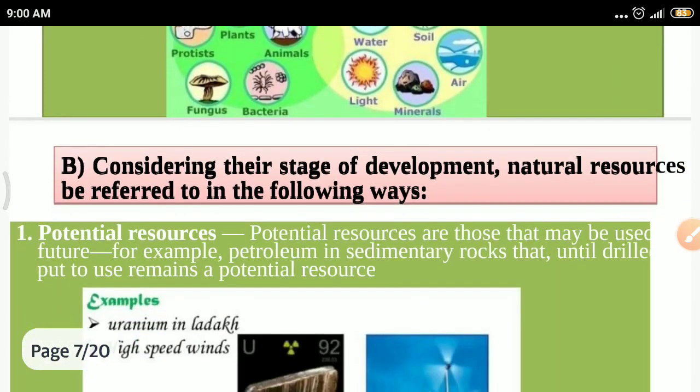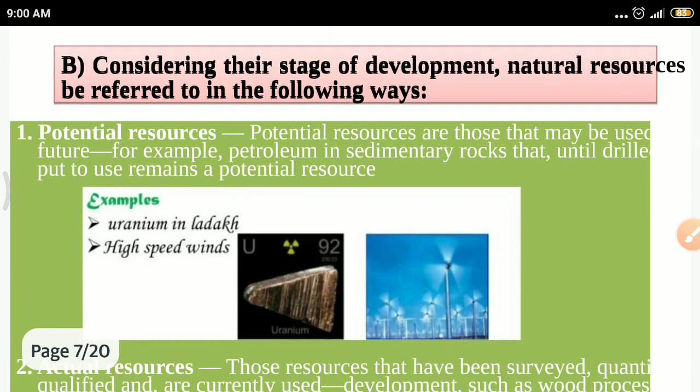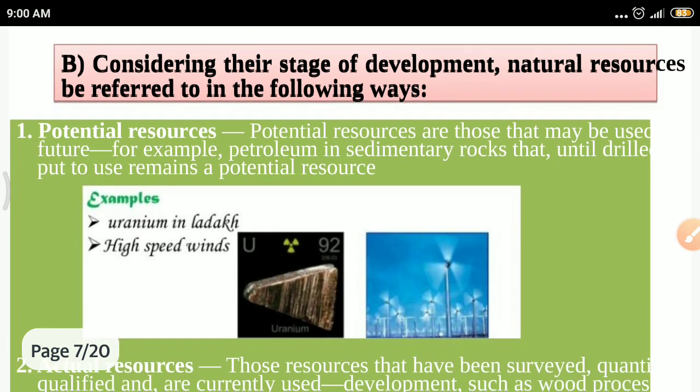Number two: if we consider the stage of development, we can classify natural resources into four types. The first type is a potential resource. Potential resource means what? What you can observe on this slide, for example, the presence of uranium in Ladakh or high-speed winds. The potential resources are those that may be used in the future, but at present we are not using them. That kind of resources are called potential resources.